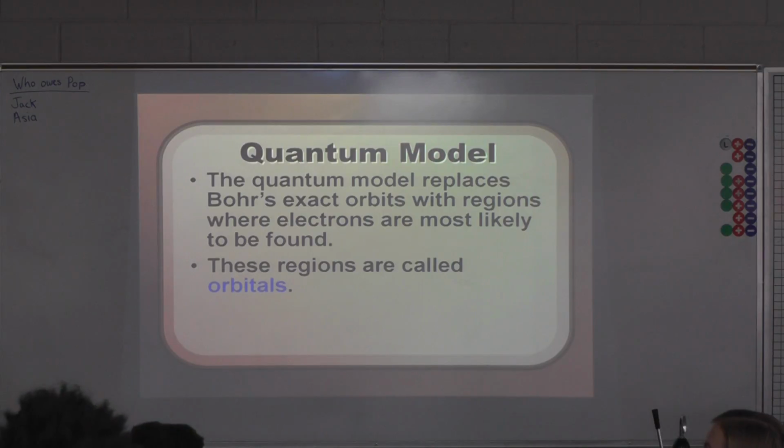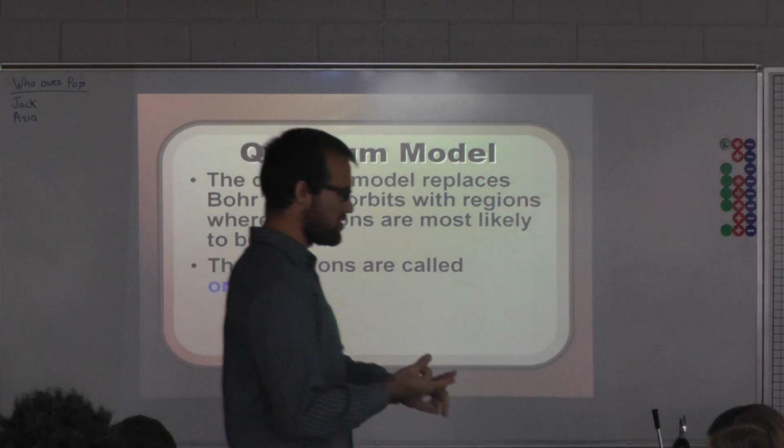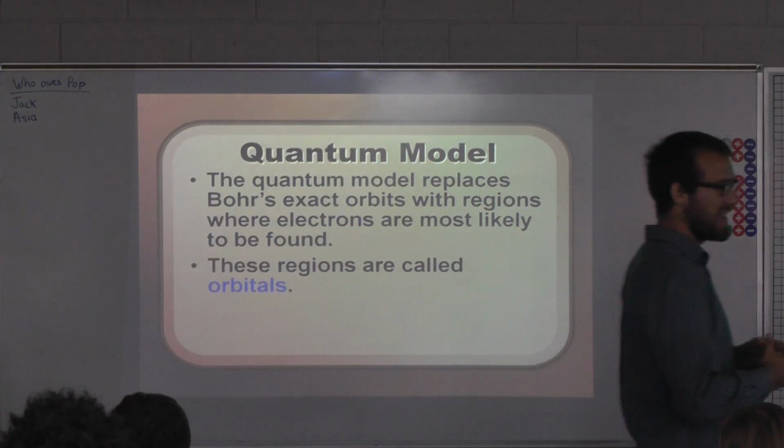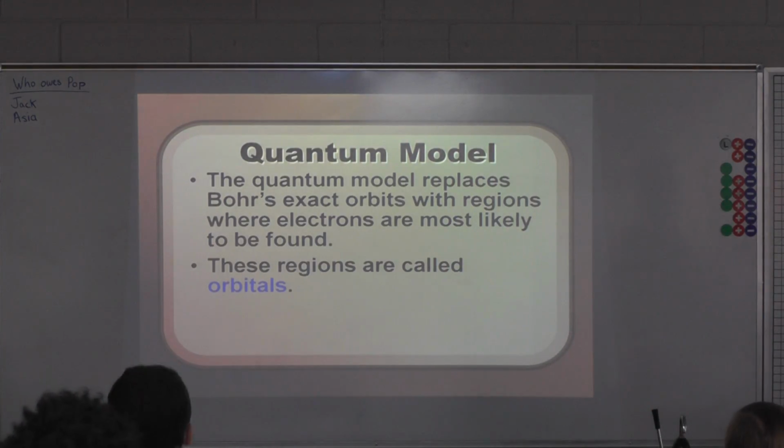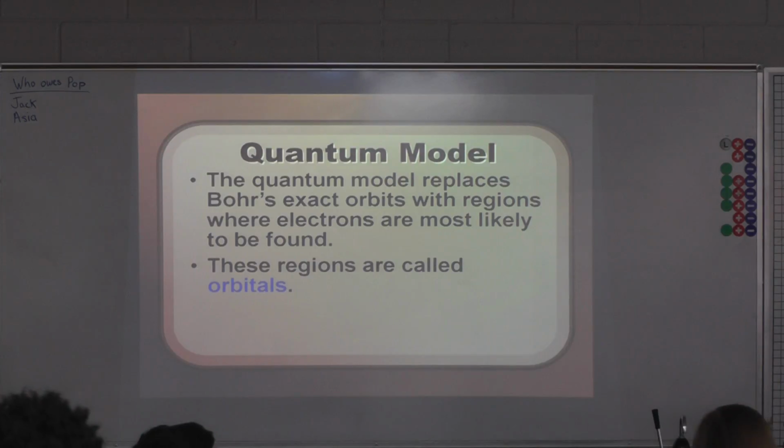Okay, so the quantum model is the model that we view as the correct model today. And really the only difference is we've discovered the protons, the electrons, the neutrons, we've discovered where they're located. We just need to fix a little bit about how the electrons moved within the atom. Okay, so kind of where the electrons were located, but just very slightly.